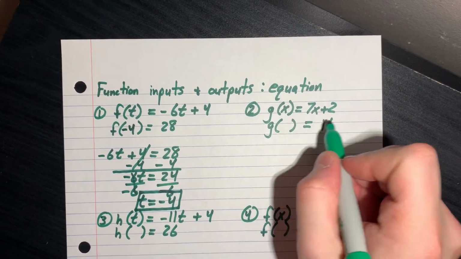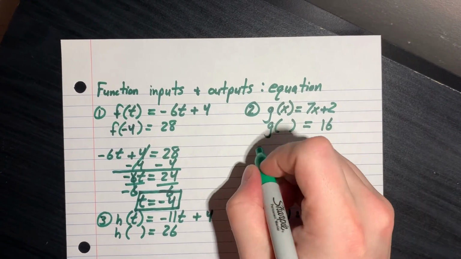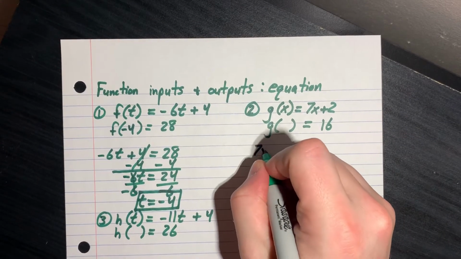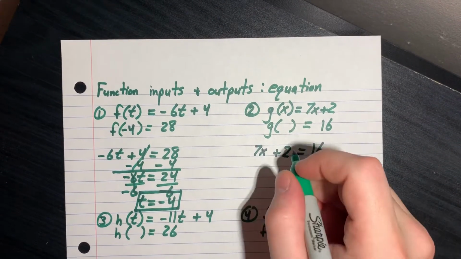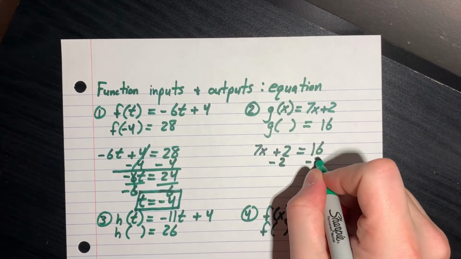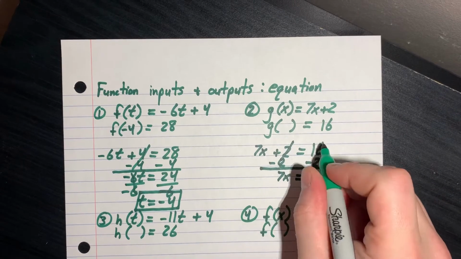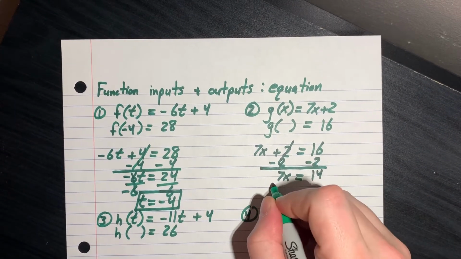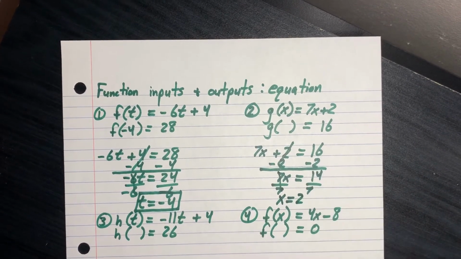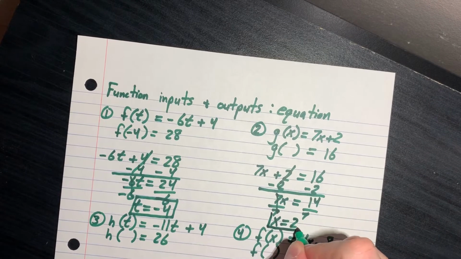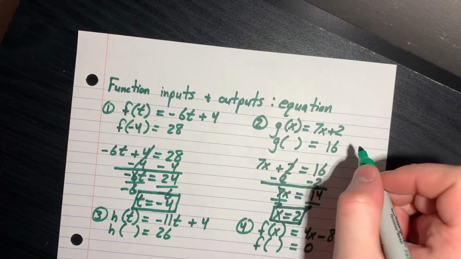Okay, over here we're given g of x equals 7x plus 2, and g of what equals 16. So we can set this up as an equation, which will be 7x plus 2 equals 16. Now we can just solve for x. So we can subtract 2 on both sides here. That cancels, which leaves us with 7x equals 16 minus 2 is 14. We can divide both sides by 7, which will then give us x equals 2. So our input value where g of x would equal 16 is 2.